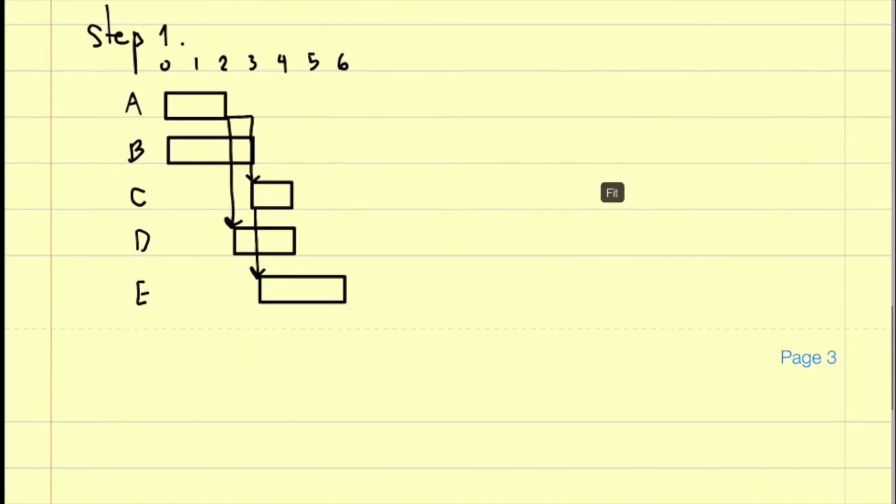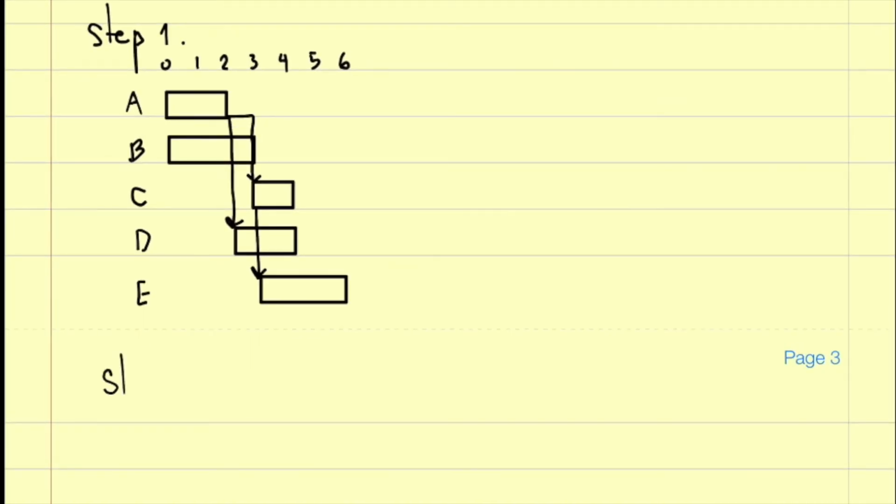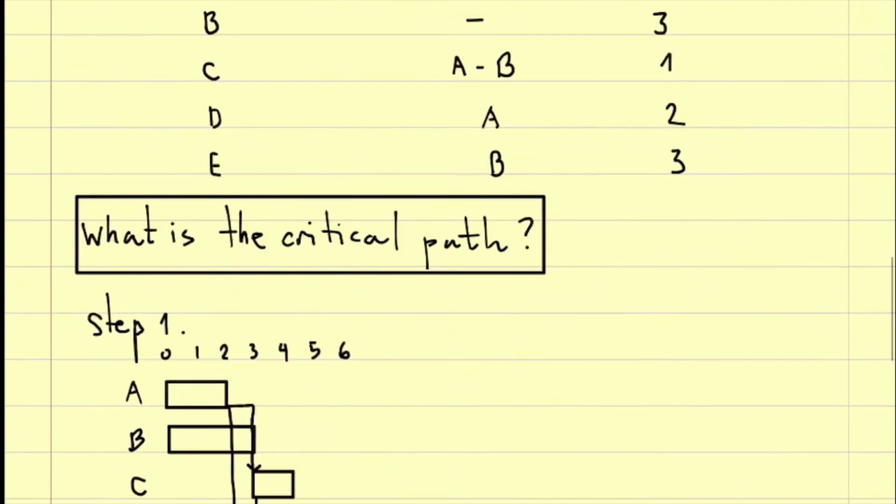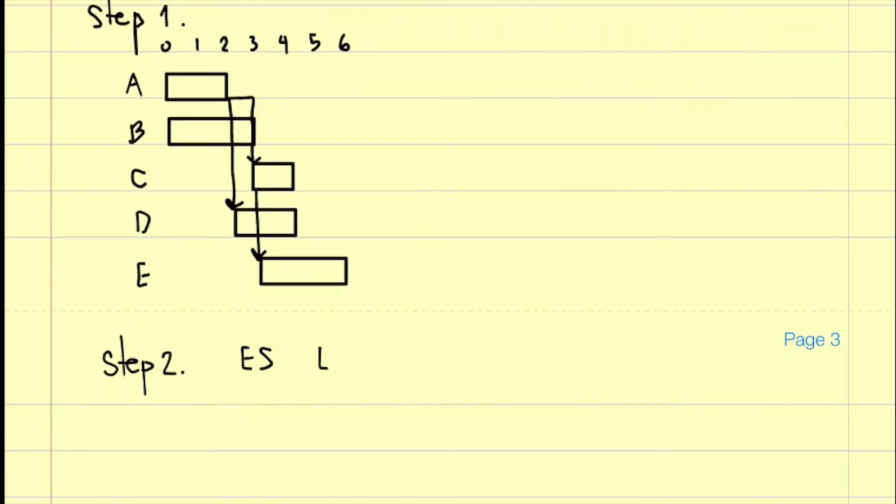Anyway, step 2: we create our chart: early start, late start, early finish, late finish, and slack. Work package A. Early start: 0. Late start: 1. Why?